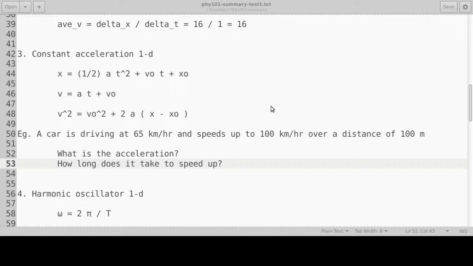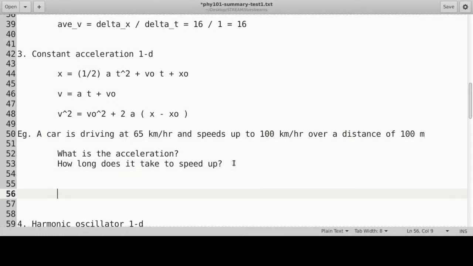Okay, so what is the acceleration? Well, if you look at these equations here, you'll notice that equations 1 and 2 have time in them. And so you can't answer that because you don't know the time. You've got to use number 3. So that's one thing. And the other thing is that I gave you the numbers in kilometers per hour, so you really need to change them to meters per second.